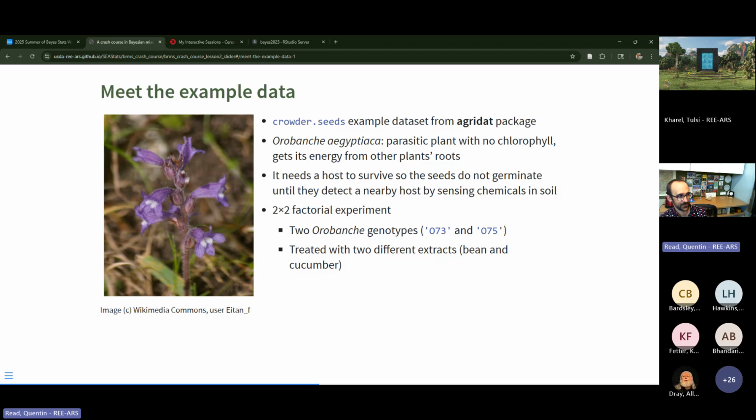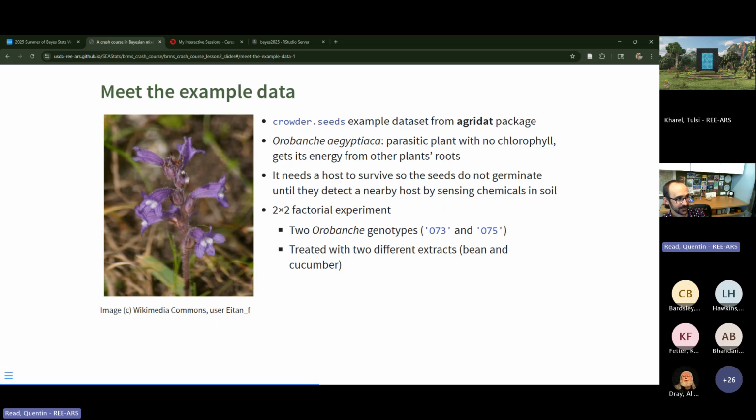This is an example data set we're going to use. It is also from the agridat package. The data set is published by Crowder et al. It's a pretty cool natural system. There's a parasitic plant called Orobanche. It does not have its own photosynthesis. It does not produce chlorophyll. It gets all its energy from other plants' roots. And this plant needs a host to survive, right?